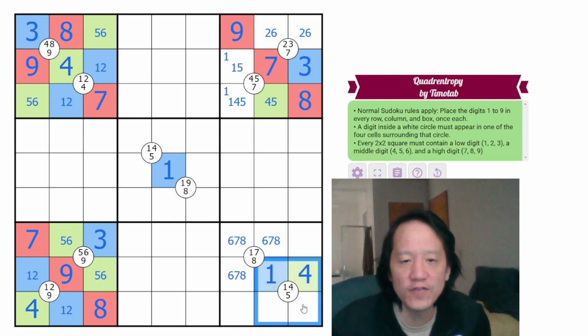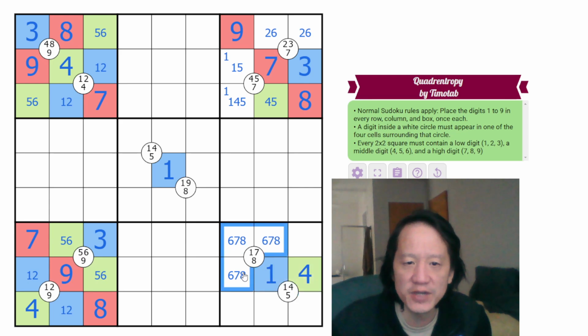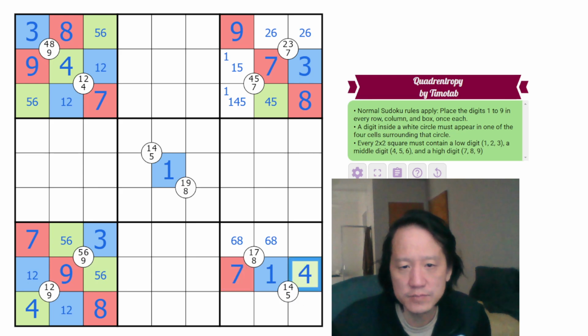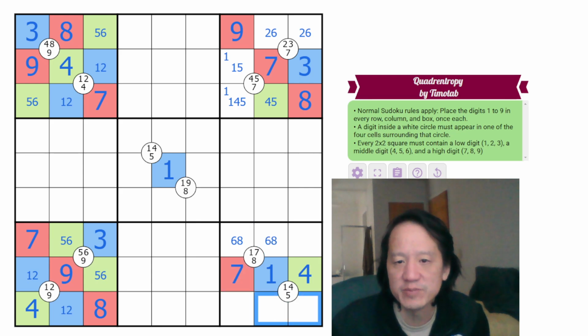This is 1, 4, 5. We have 2 middles in 4 or 5. 1 is a low. We also need a high in this 2x2 area. And we already have used 7 and 8, and this can't be 7. So therefore, where is a 7 in this quad circle? It must be here. So this is a 7, and it's a high. And we need a high in one of these two cells. And it cannot be 7, and it cannot be 8. Well, that means it must be a 9. So this is a 5, 9 pair.